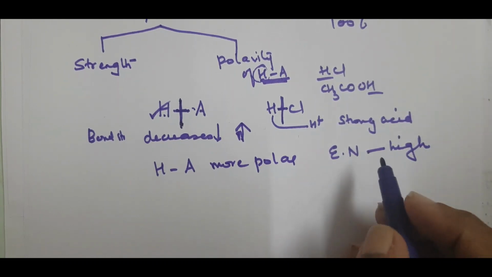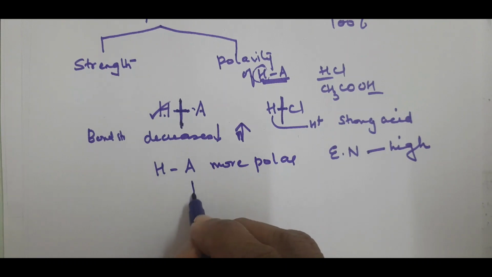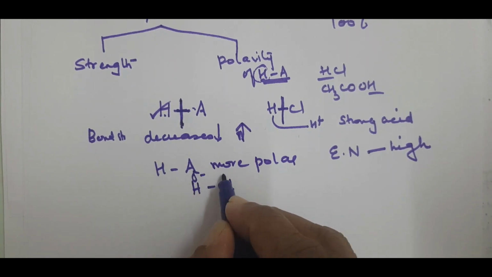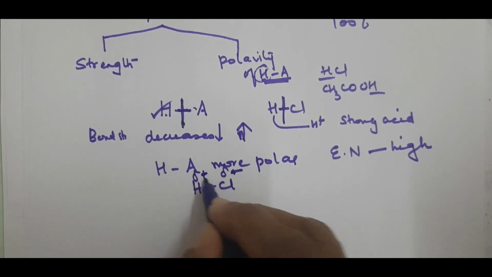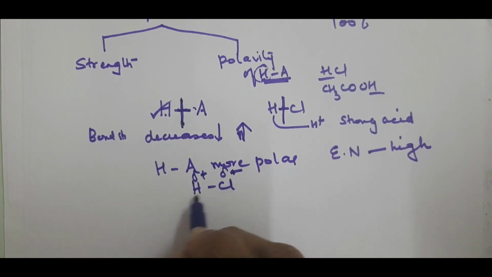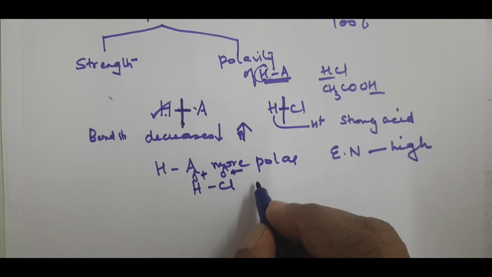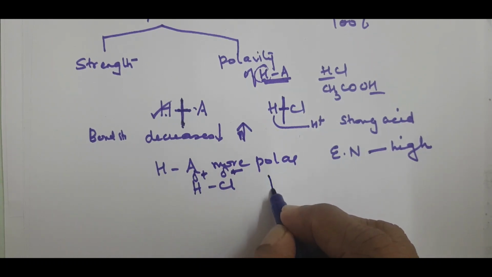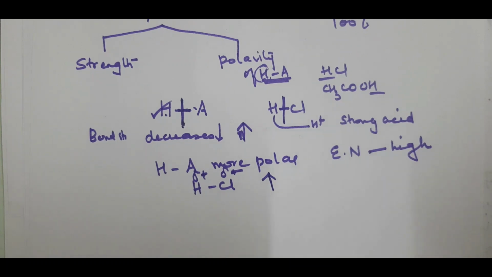Then you can say there is a marked separation. For example, HCl, it is delta minus and delta plus. If the electronegativity between these two atoms increases, then you can break the bond. That means the cleavage of the bond becomes easier. Therefore, the acidity increases. The acid strength increases. Clear?